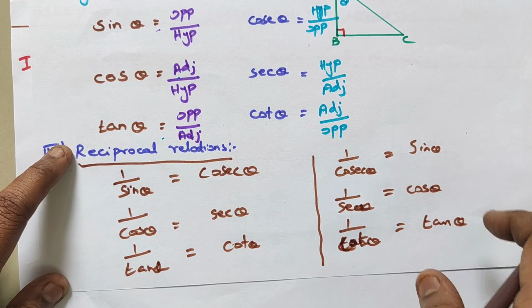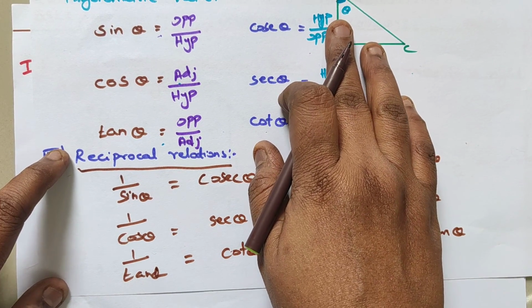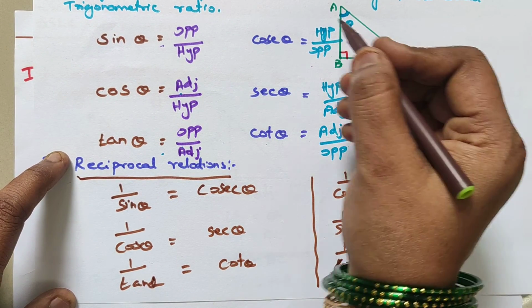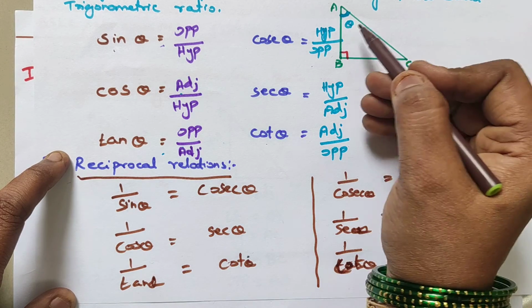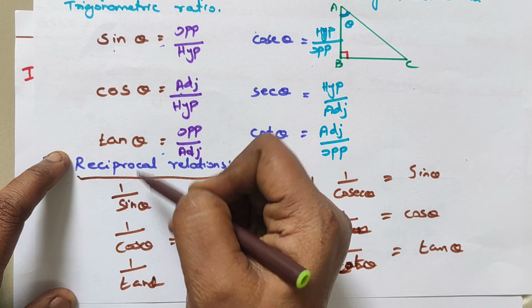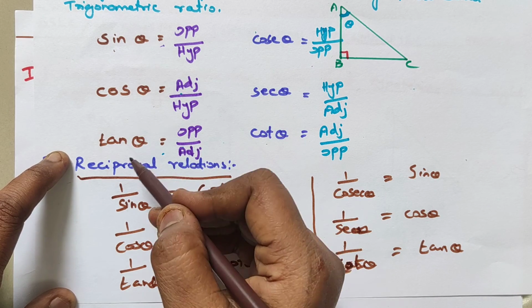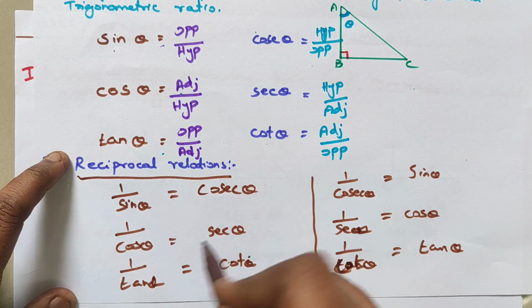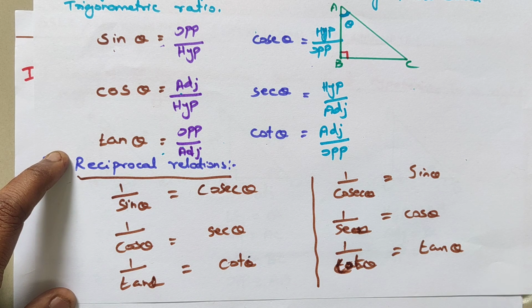Is it clear, children? Here I have taken the angle as theta. We can even consider it as A. If the theta value is A, we should write the formulas as sin A, cos A, tan A. Same way we should write the reciprocal formulas. Is it clear, children?